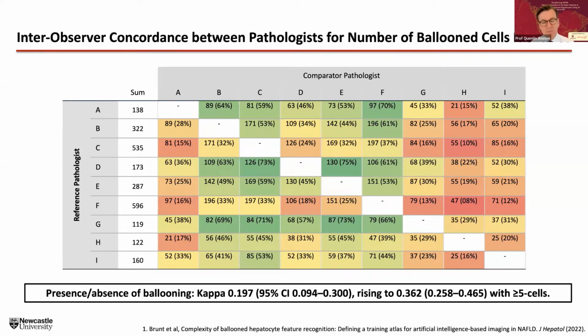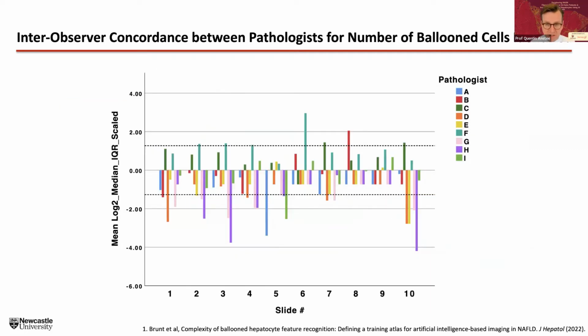And so the kappa value for the presence or absence of ballooning as an absolute was 0.2. And if we took a threshold of at least 5 balloon cells to be identified to consider ballooning to be present, that kappa value increased slightly to 0.36, but nevertheless a low level of inter-observer agreement in terms of the specific cells that were being identified. And this posed a number of questions for us. We were keen to understand what this was about.